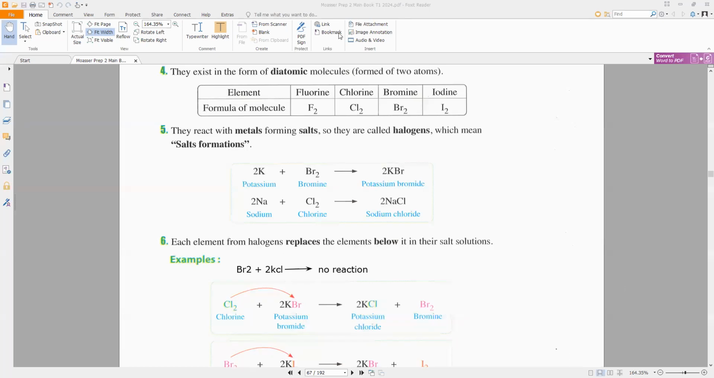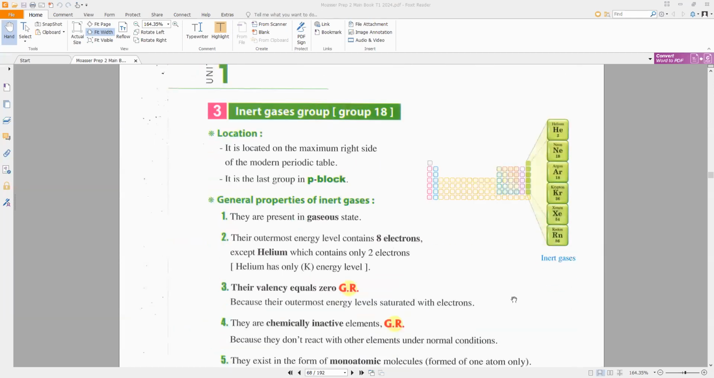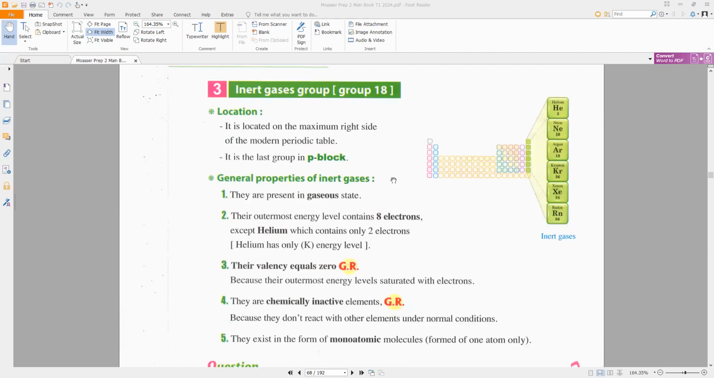So this is group 7A, or group 17. What about the noble gases? Noble gases are called inert gases, or the zero group. Why is it called zero? We will talk about it. It's located on the maximum left side of the table. Sorry, the maximum right side of the table. So the noble gases, or inactive gases, or inert gases, are located on the maximum right side of the table.